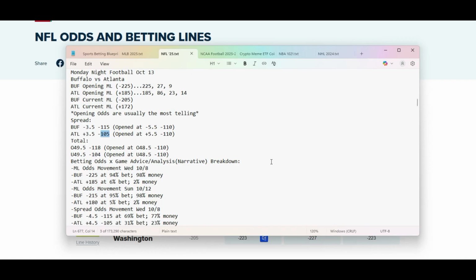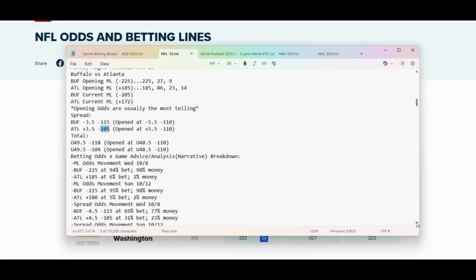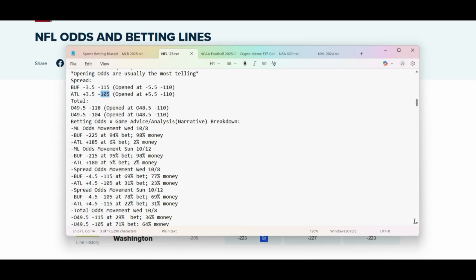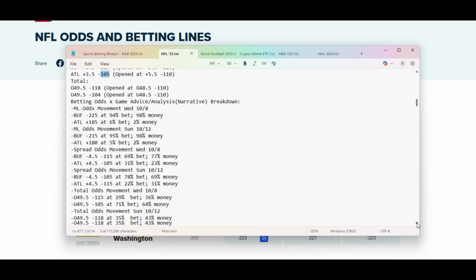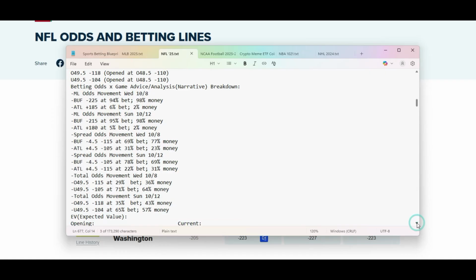All right, money line movements. We're going to go over from Wednesday. We couldn't go over Tuesday because they were excluding a lot of the splits, so we ignored Tuesday for the Monday games and went straight to Wednesday and now Sunday. All right, Wednesday, Buffalo is at minus 225, plus 185 for Atlanta. Not much different from the opening. 94% betting going in Buffalo's favor on Wednesday, 98% in favor of Buffalo on the money.